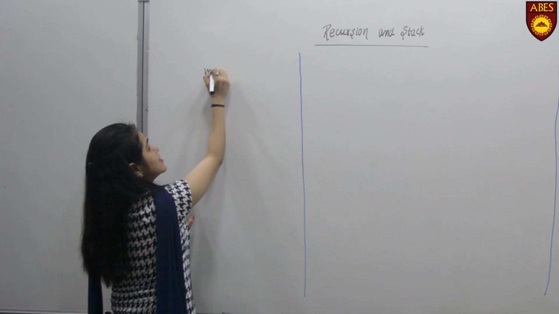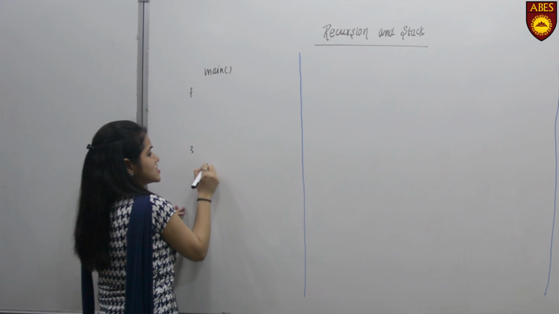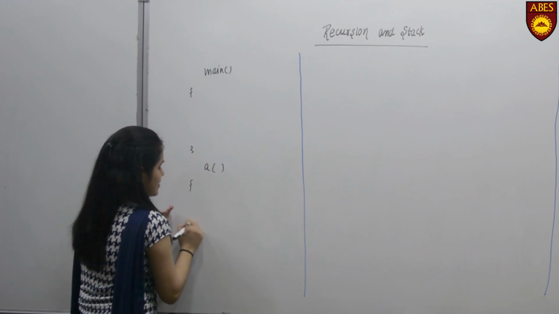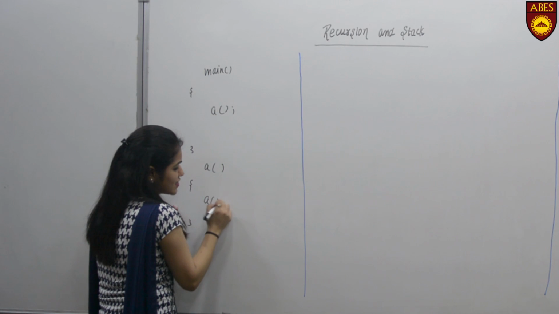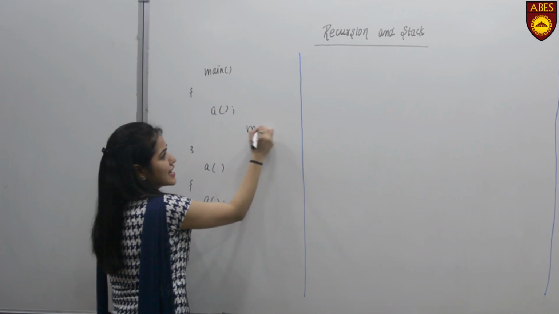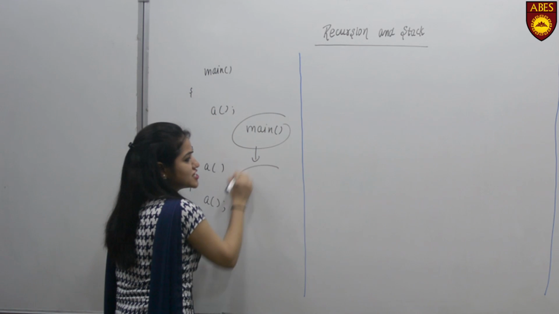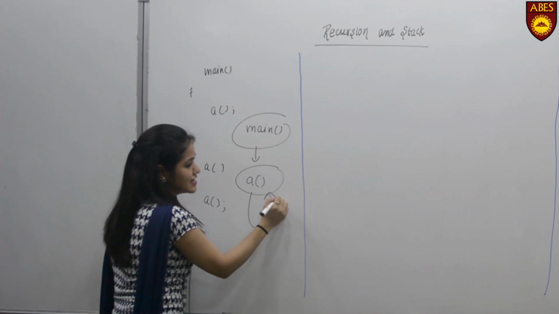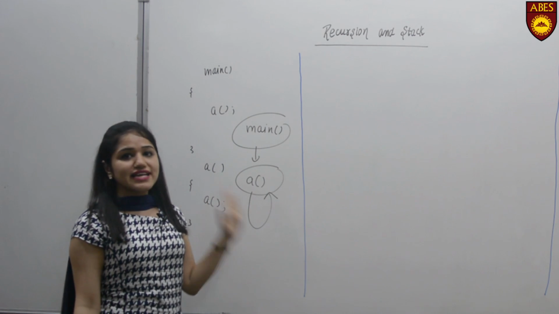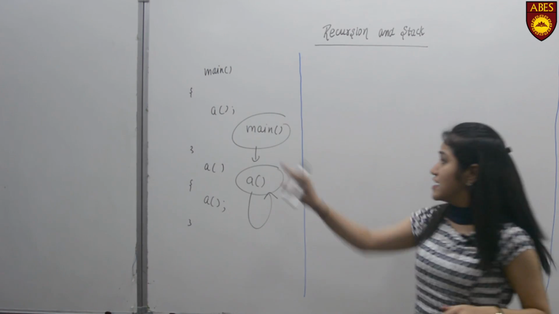For example, we have a function main and we have another function a. Here, main is calling function a and a is again calling function a. You can see it like that. The main function is calling function a and the a function is again calling itself. This is a case of direct recursion. Direct recursion means when a function calls itself directly.